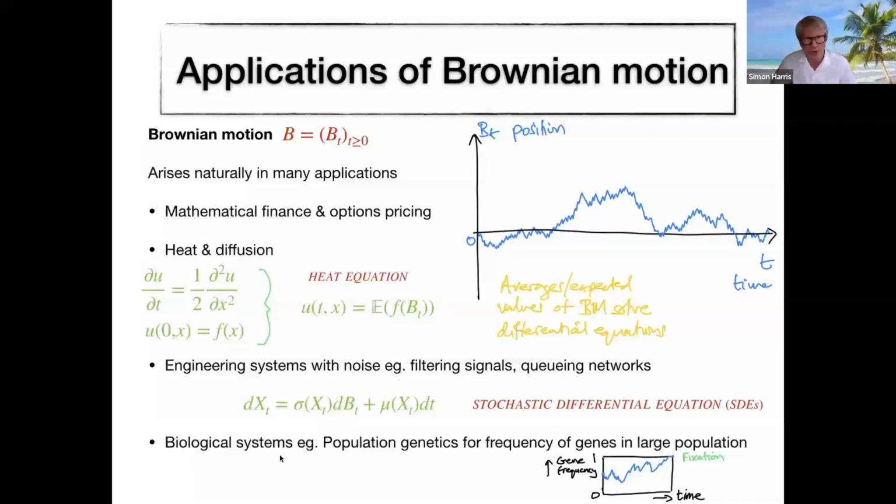There's also, all over biological systems, Brownian motions pop up. For example, if you're looking at the frequency of genes in a large population, then you probably see that the fluctuation in the gene frequency would look a bit like a diffusion, a more complicated version of Brownian motion. But Brownian motion is like the canonical diffusion. So it really does pop up all over the place in applications. It's a very fundamental process.